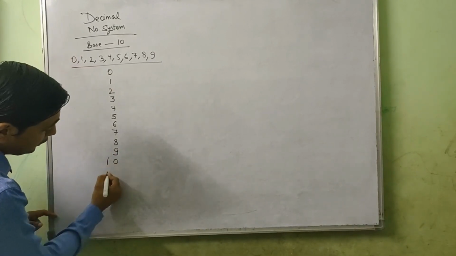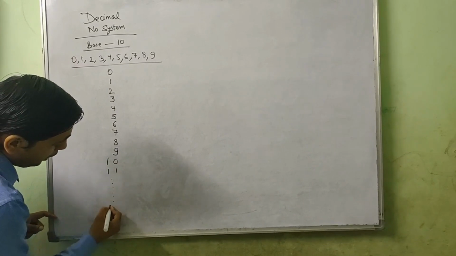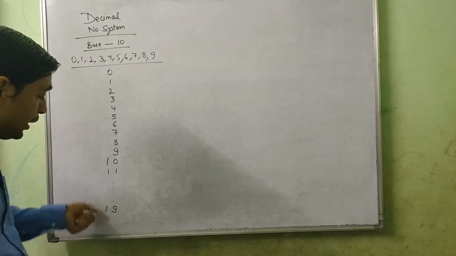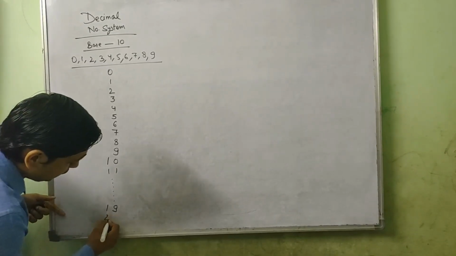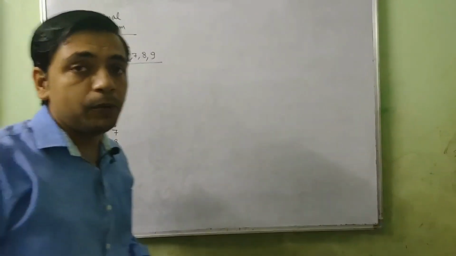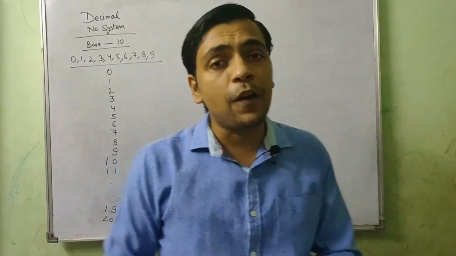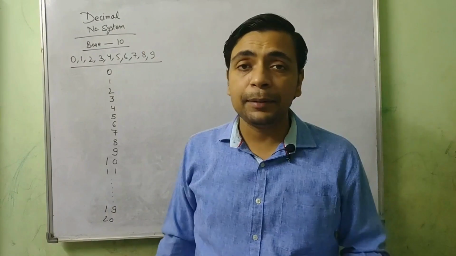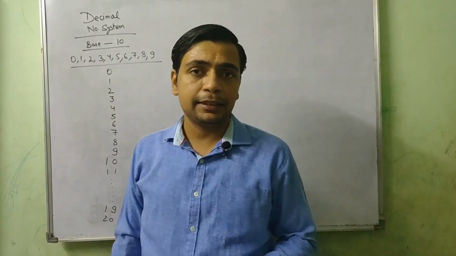So it will be 10, 11, and it will go on up to 19. As we have repeated all the digits with 1, now we will repeat all the digits with 2, and it will keep on moving like that. Hence we form numbers in our normal number system, the decimal number system, which we use in mathematics.